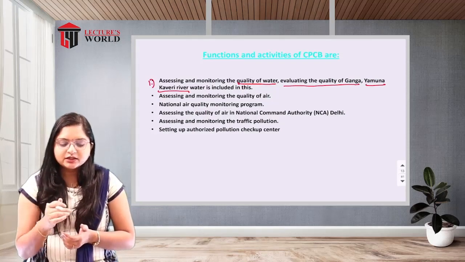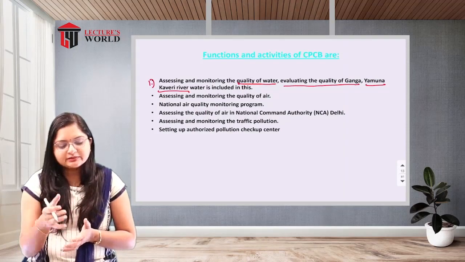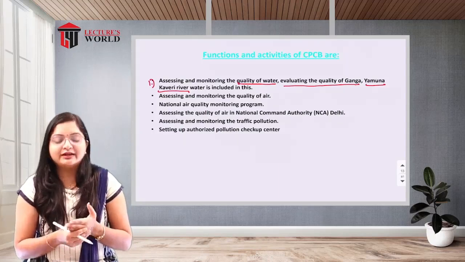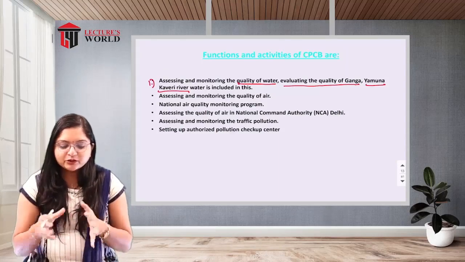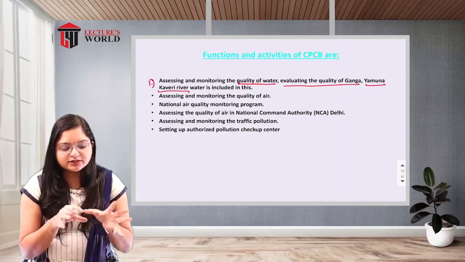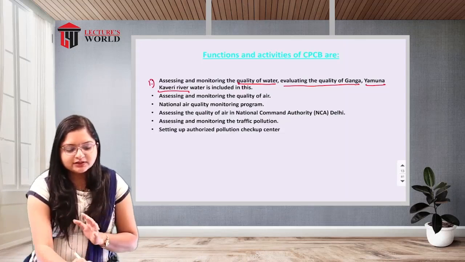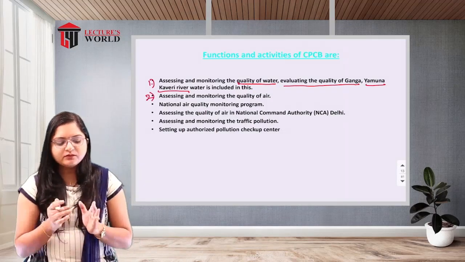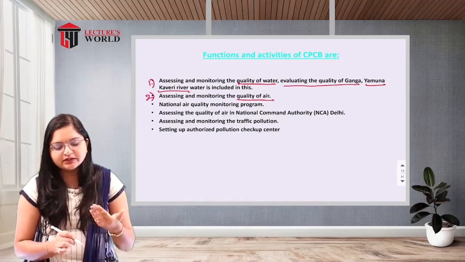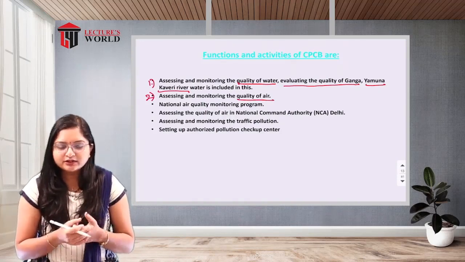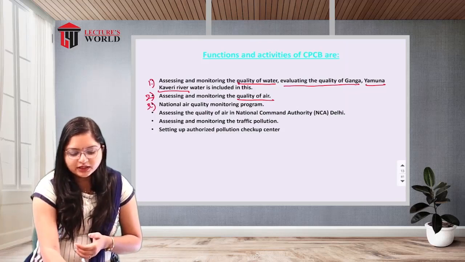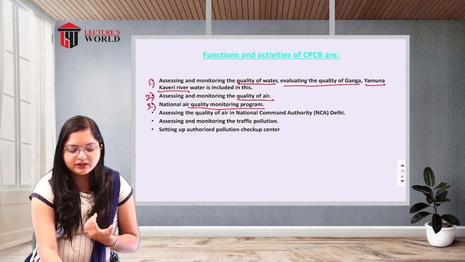So under the control of pollution, the function they are doing is assessing and monitoring the quality of water, and especially they are evaluating the quality of Ganga river, Yamuna river and Kaveri river. So they are including these main three rivers in that. And the second function is assessing and monitoring the quality of air. The third one is the National Air Quality Monitoring Program, which they will handle.